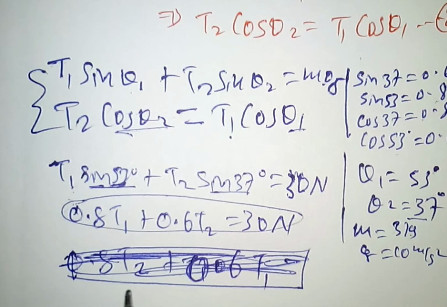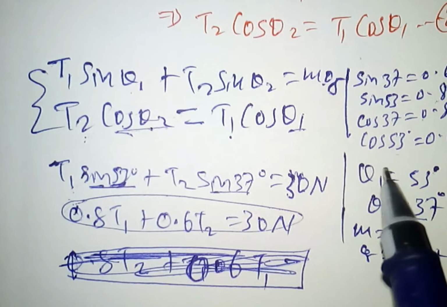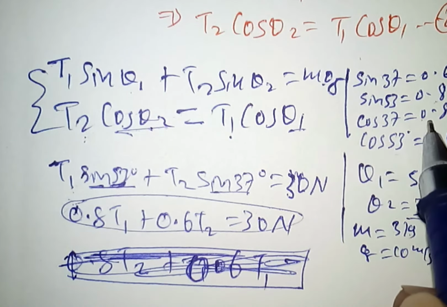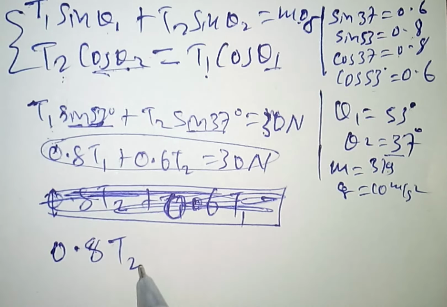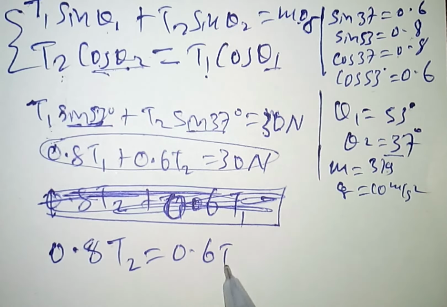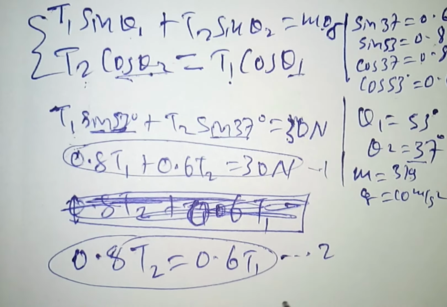So from the second equation, we know that T2 cos theta 2, since theta 2 is 37 degrees, cos of 37 is 0.8. So we have 0.8 T2 is equal to 0.6 T1. This is from the second equation, and this is the first equation.